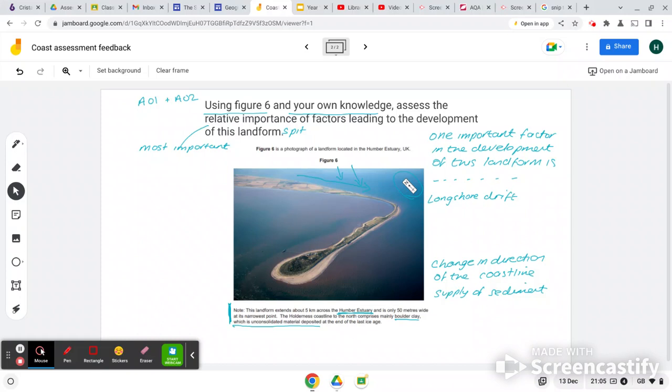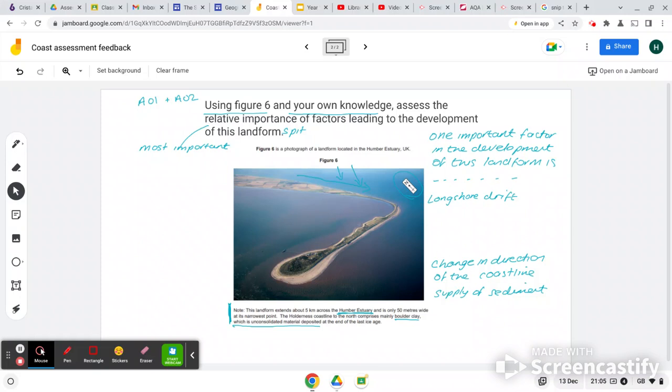But the fact that you have identified that it's boulder clay, which is unconsolidated material, you are then getting AO2 marks for using the figure and identifying that this is another important factor. Then say that this will then be transported and deposited on the spit.